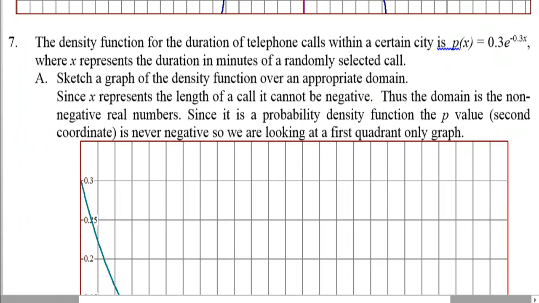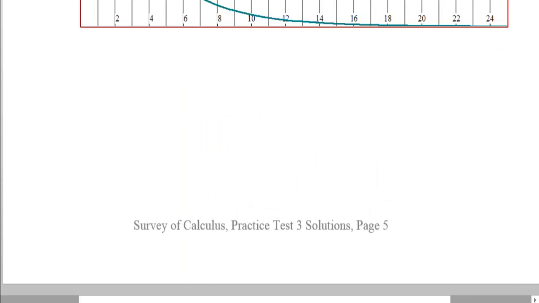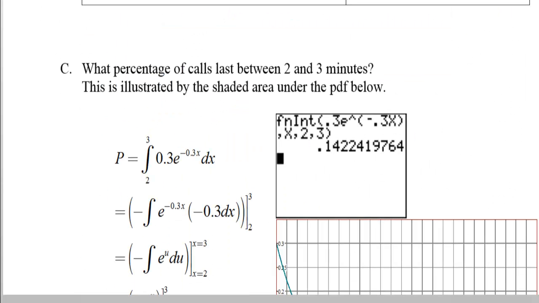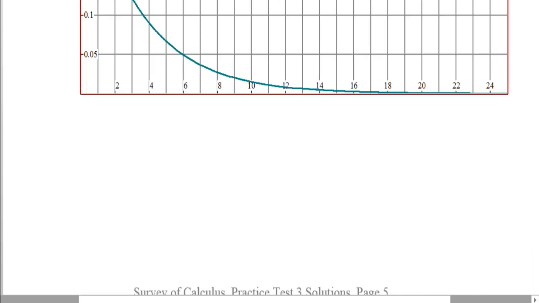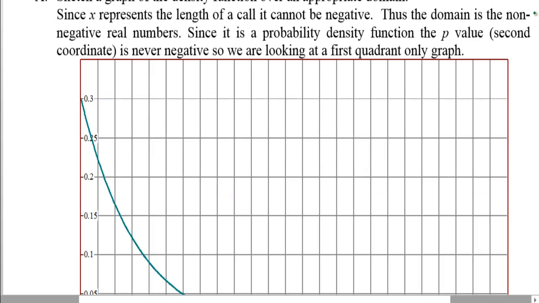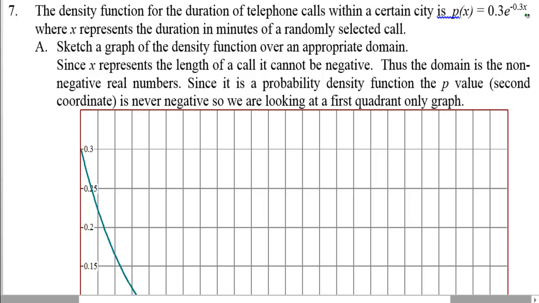Next one is a probability situation for a continuous probability. Okay, so the probability density function, PDF, for the duration of telephone calls is given by this formula here. Sketch the graph of the density function over an appropriate domain.